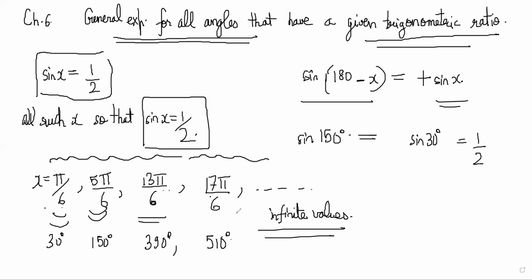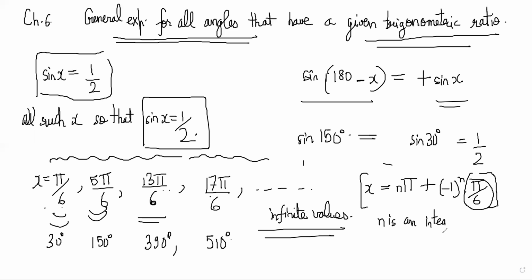Okay. So let's think about what formula captures these. I'm just thinking what formula will capture all of this. I know the answer, so there's nothing else coming to my head. So let's just see this formula. Okay, x is equal to n pi plus minus 1 to the power n pi by 6. So we will discuss it in more detail. Here n is an integer. Okay, n is an integer. n can be any integer.